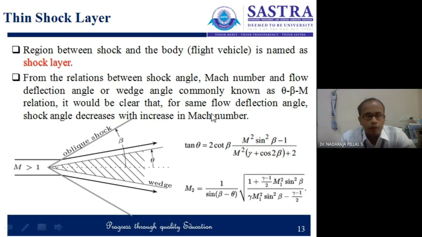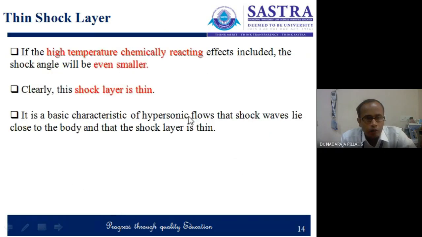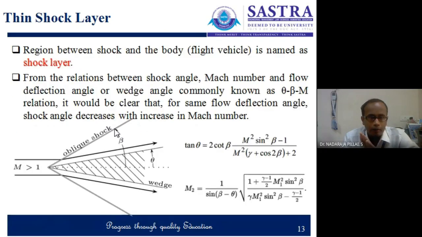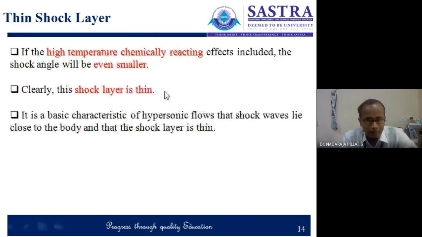Calculate beta. When you calculate beta, the shock angle keeps on decreasing with increase in Mach number, right? So the shock layer becomes so thin. As of now, I consider only the shock wave under the wedge angle. So I consider the shock layer is so thin, right?